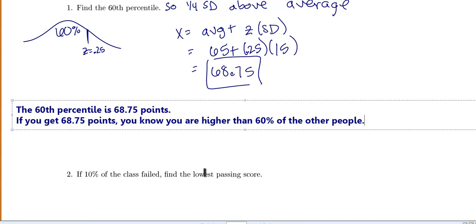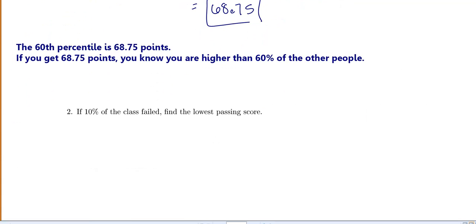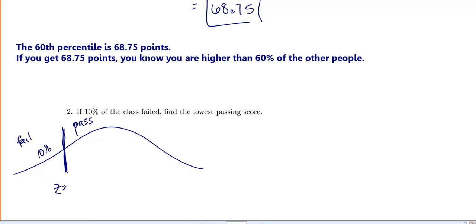Number 2. If 10% of the class failed, find the lowest passing score. So it's still asking the same thing, we're just changing the way we ask it slightly. 10% of the class failed. So that means 10% on the bottom, those would be the failing students. And if you're on this side, then you pass. So we're just asking, what is the 10th percentile? What do you have to get to not be in the bottom 10%?